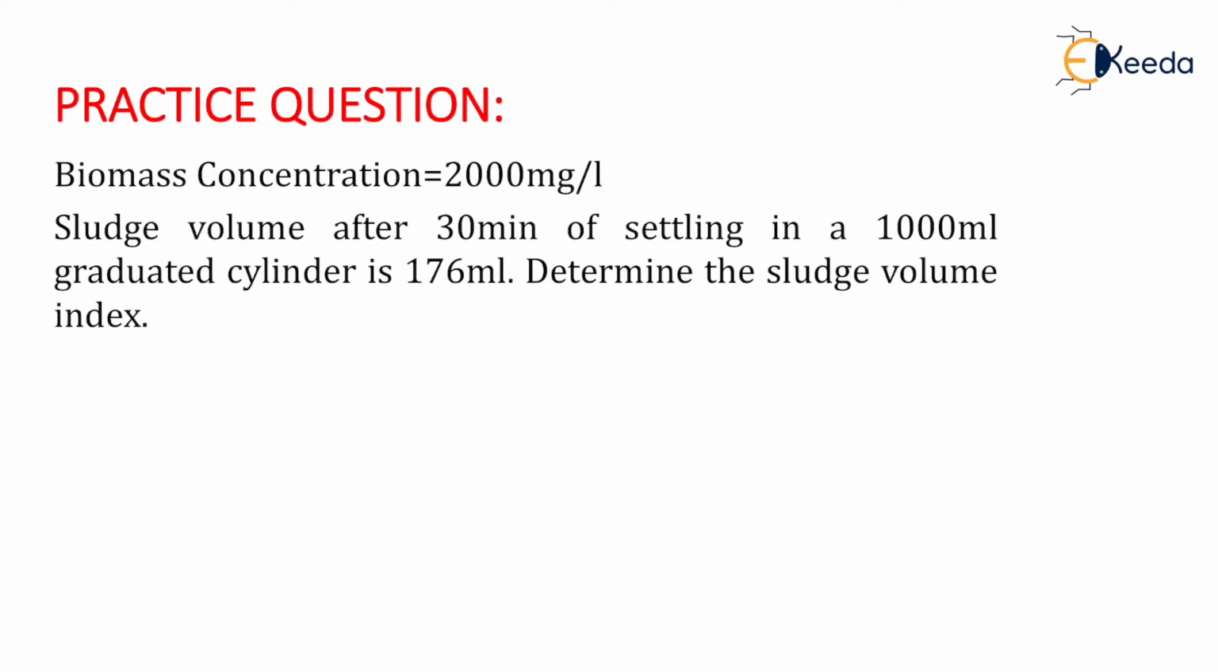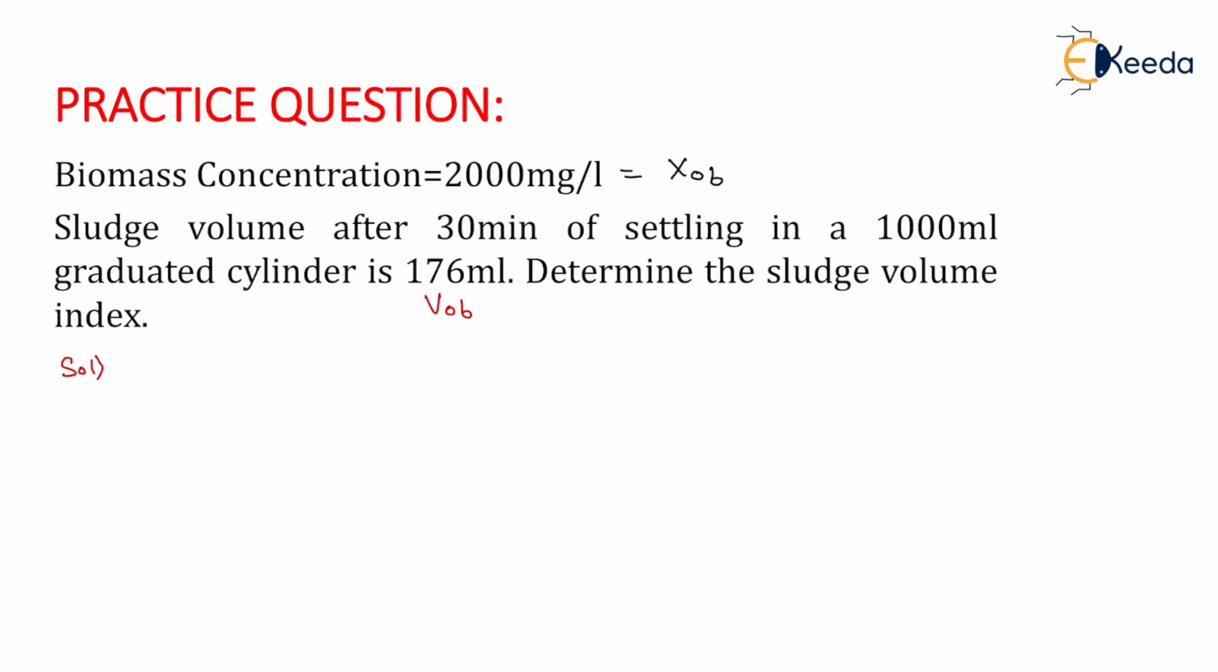The question is given as: biomass concentration is 2000 milligram per liter. It means that it will be the value of XOB. Now, sludge volume after 30 minutes of settling in a 1000 ml graduated cylinder is 176 ml. It means that it will be the value of VOB. Now the question is to determine the sludge volume index, that is SVI.